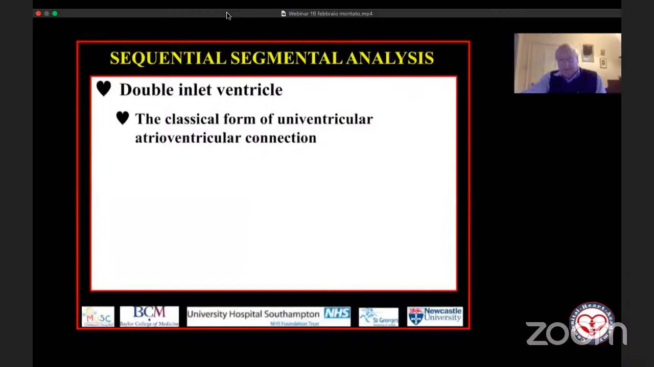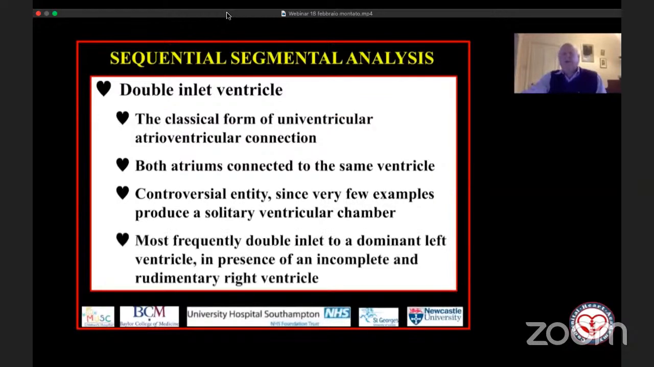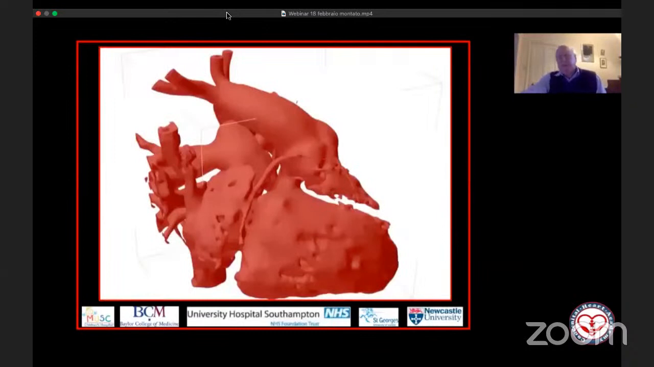It's the type that produced so much controversy in the past, but hopefully that has now passed away, because now we can show that the essence of this lesion is that both atrial chambers are connected to the same ventricle, and it's exceedingly rare to find this when there is a true solitary ventricle. So most often we see this in the setting of double inlet left ventricle. And nowadays you see this all the time on the basis of computed tomography. And there can now be no question but that there are two ventricles present.